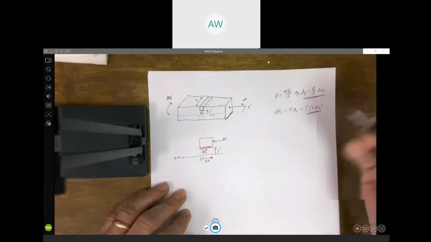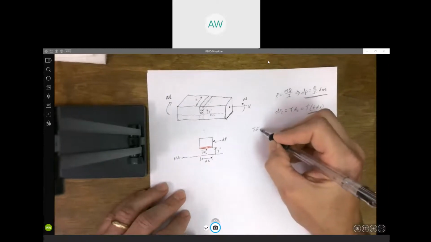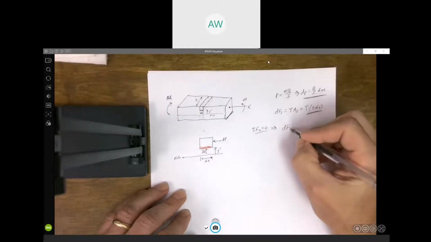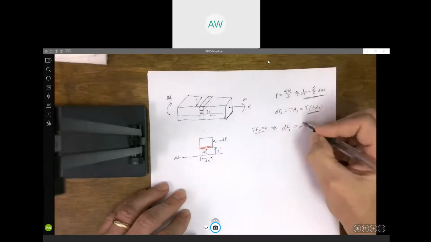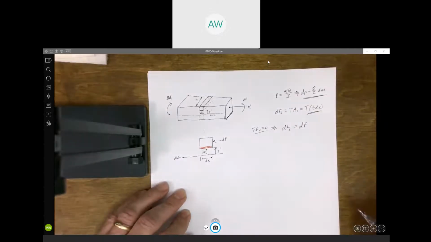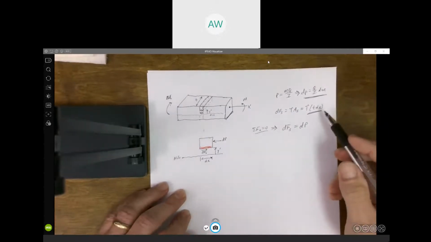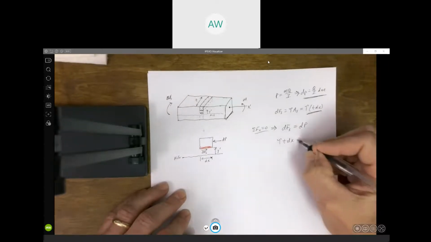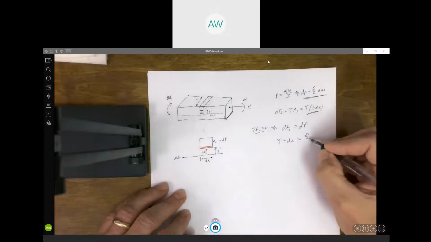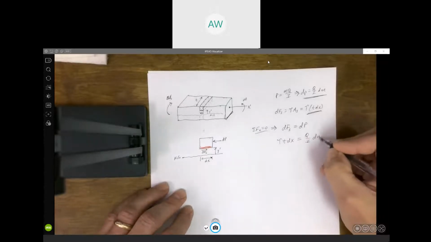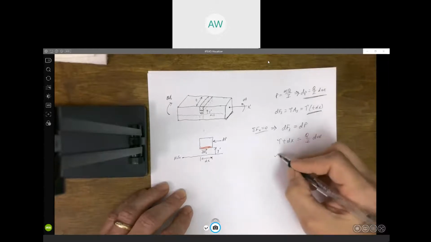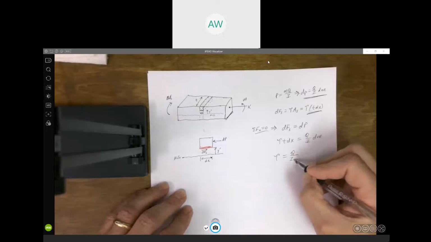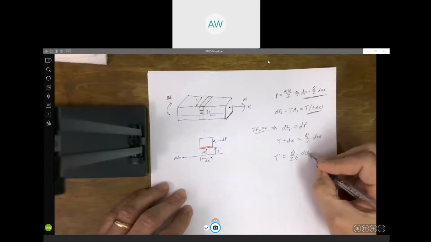And I know, again, if it's in equilibrium, that shear force has got to be equal to the force due to the normal stress. So I just set these two equal to each other. So we get tau times t times dx is equal to Q over I times dM. And we solve for tau, so we're going to get Q over I t times dM dx.